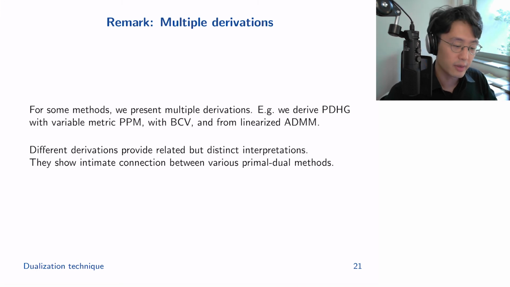These different derivations provide related but distinct interpretations of the single algorithm, and therefore they are all useful in a complementary way. And furthermore, the different derivations show intimate connections between the various primal dual methods.